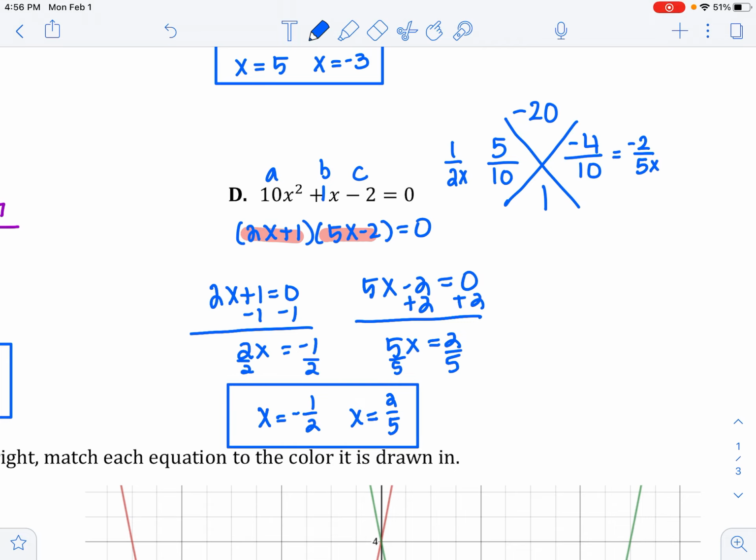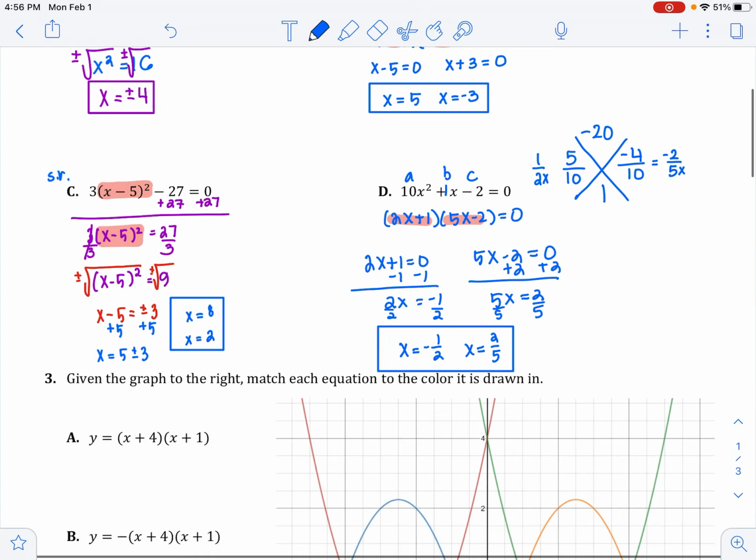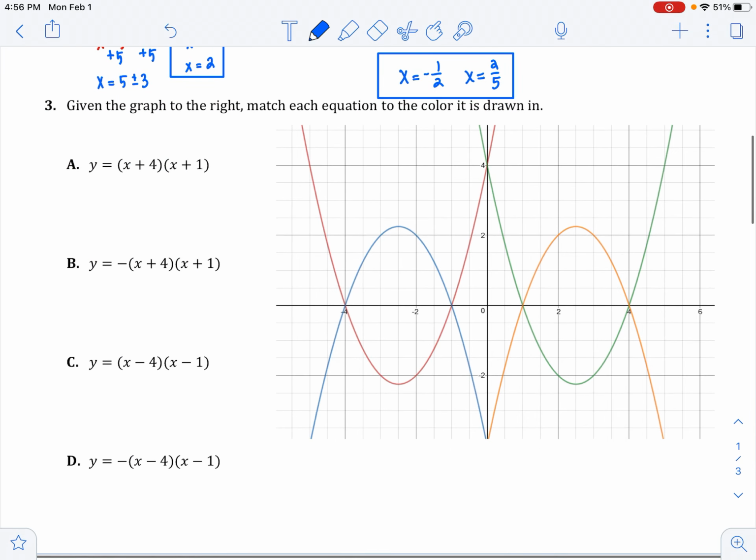Will you always get two answers? No. These are two x values, which are the x-values of your x-intercepts, right? Which is leading into what we're doing next. So you could have no solutions if it doesn't touch your x-axis, or one solution if it only touches it once. All right, here it says, given the graph to the right, match each equation to the color it is drawn in.